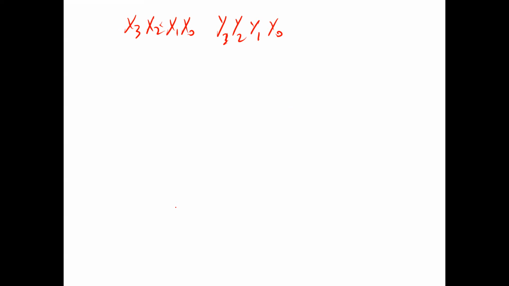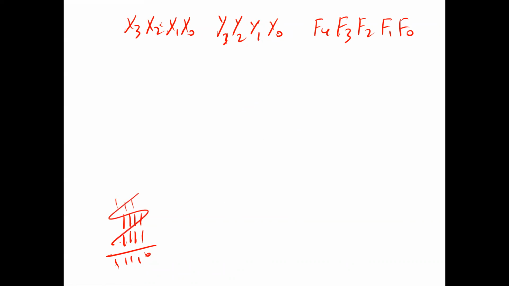What's the maximum that you can get out of this addition? 111 plus 111. That's going to be 0 carry 1, 1 carry 1, 1 carry 1, and 1 carry 1. So your result has to be 5 bits. I will declare the output as F4, F3, F2, F1, F0. How much memory do I need if I want to implement this in a ROM? Give me the values of n, m, and the number of words.